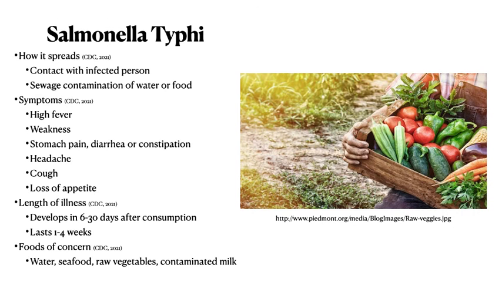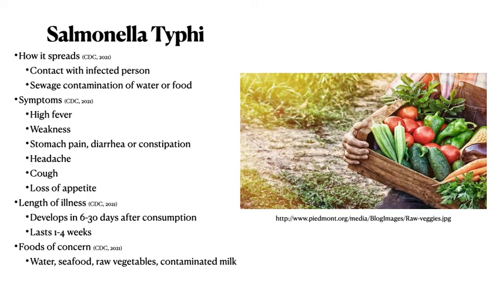The third of the big 6 is Salmonella typhi, which causes typhoid fever. Typhoid fever is spread through contact with an infected person or through the consumption of contaminated food or water. The symptoms of typhoid fever are high fever, hence the name, weakness, stomach pain, diarrhea or constipation, headache, cough, or loss of appetite.